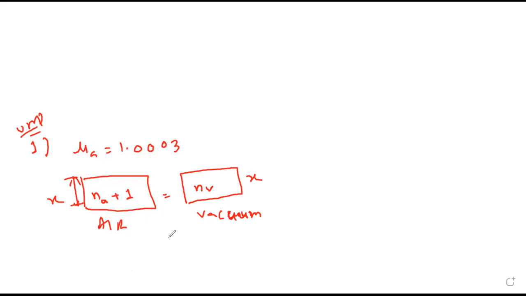In air, there are one more wavelength, means one more wave as compared to number of wave in vacuum. Like in vacuum, if there are 7 wave, then here it is 7 plus 1, 8 wave in same thickness.